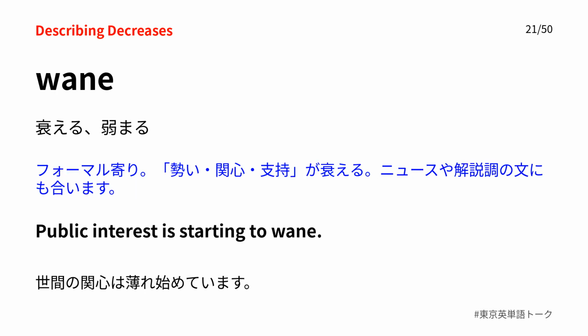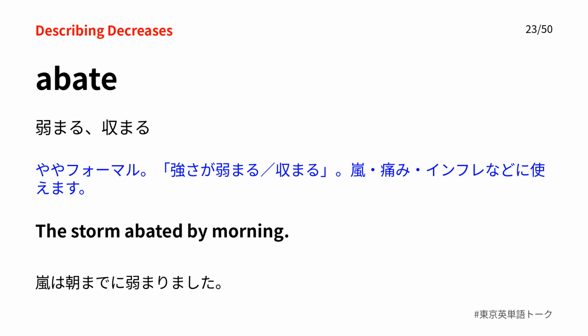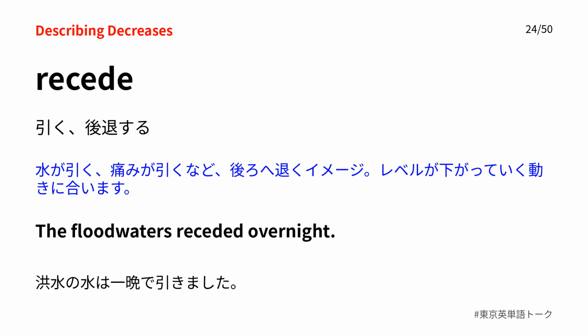Wane. Public interest is starting to wane. Subside. Inflationary pressure is beginning to subside. Abate. The storm abated by morning. Recede. The floodwaters receded overnight.